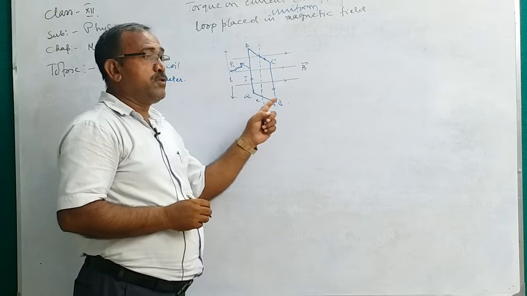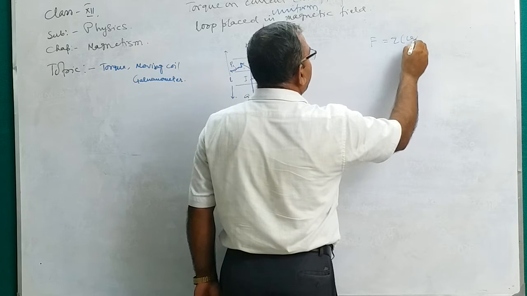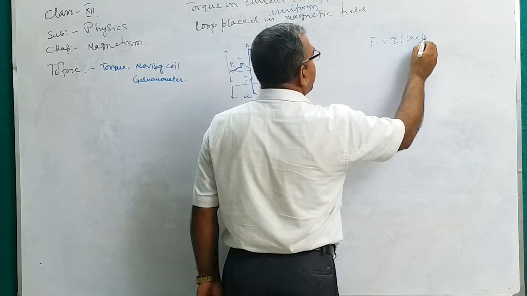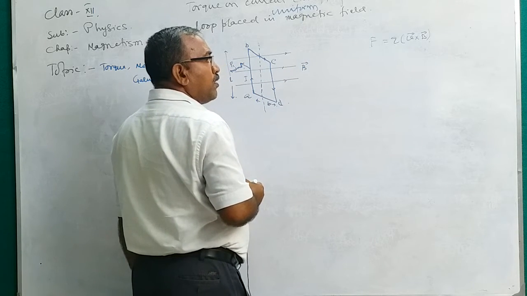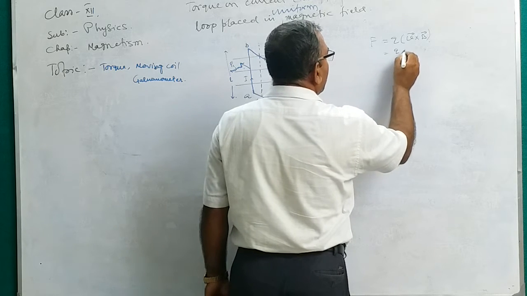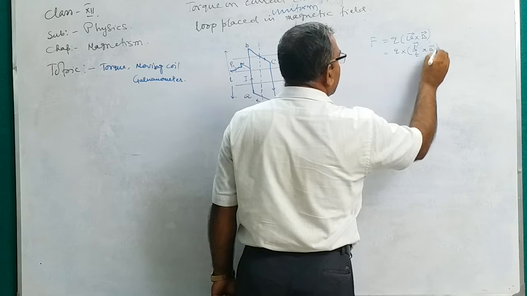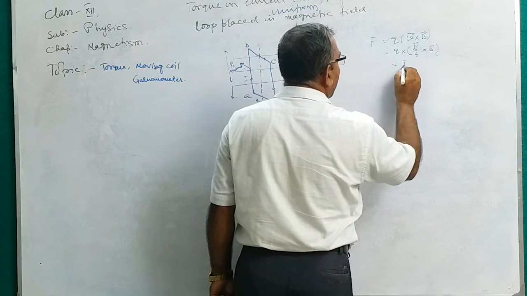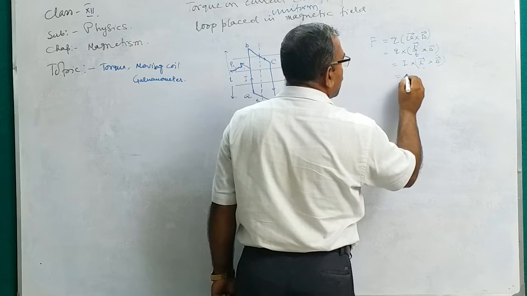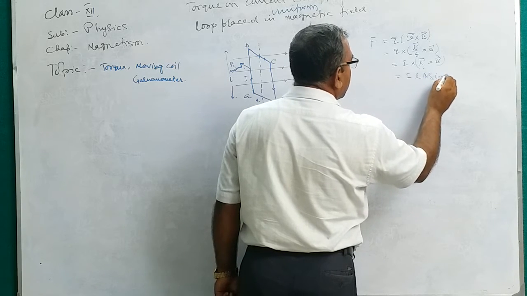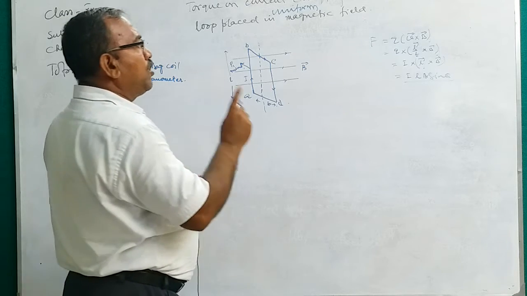Force, you know it, F equal to Q into V cross B, which is Q into L by T into B. That means Q by T is I, so I into L into B into sin theta. Am I clear, my dear student? So you check here.